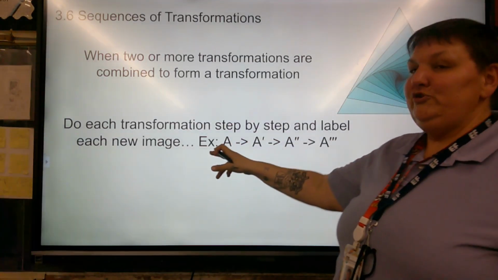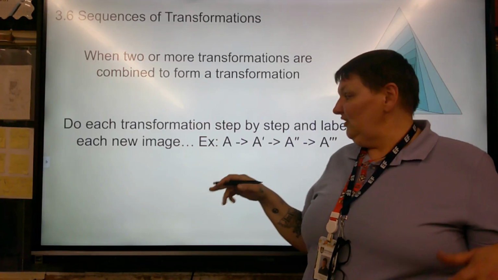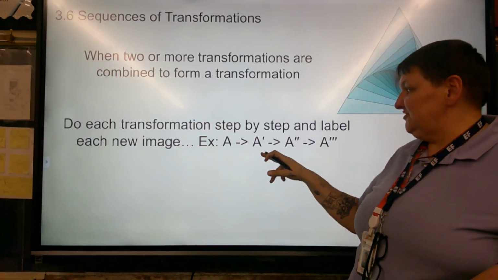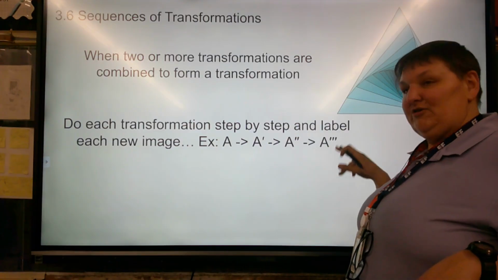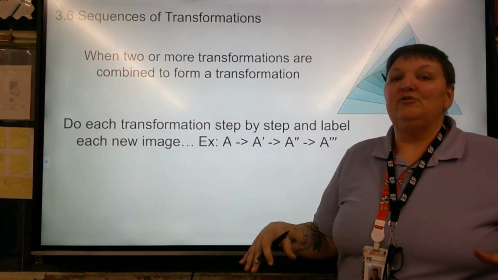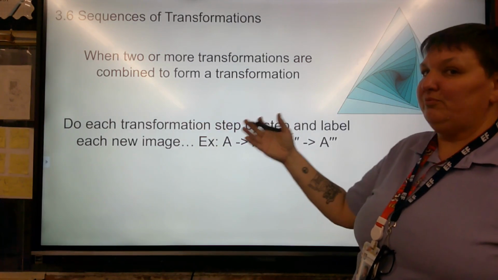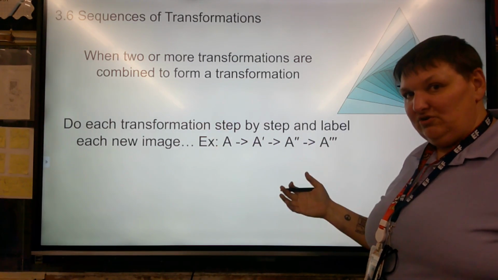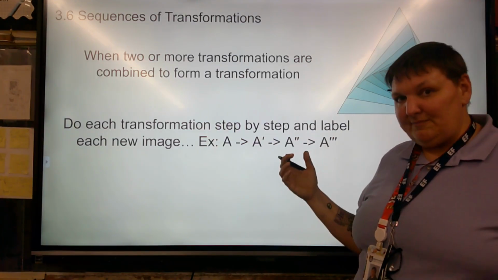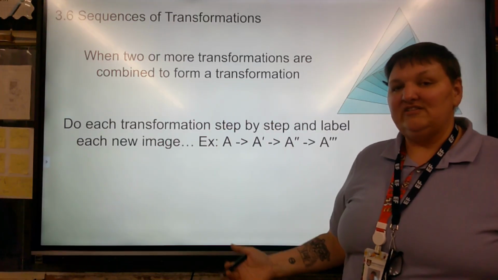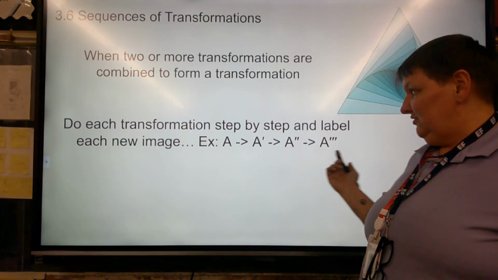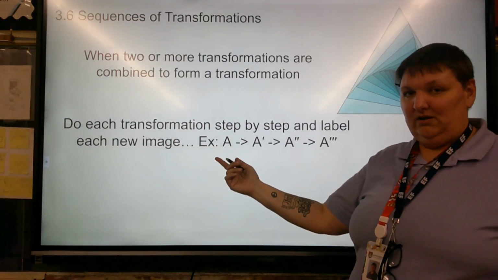And 2, make sure you label everything. Label your pre-image, your first prime, your second prime, your third prime. Make sure you label everything, right? Otherwise, how do I know which one was your pre-image, which one was your original copy, which one was your first copy and your second copy? I don't know any of this unless you label it, right?